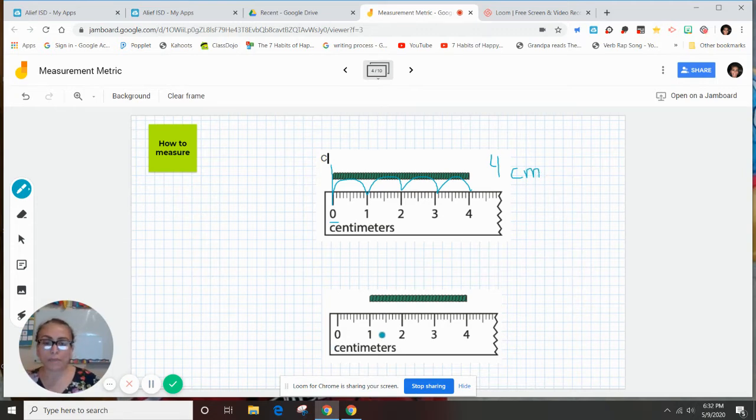And then I'm going to measure my second rope. But this is not starting on 0, but that's not a problem. Remember, if I don't start on 0, that should not be a problem. I'm only going to start where the object starts, where the object ends, and then count my jumps. 1, 2, 3, and that's going to be 3 centimeters.